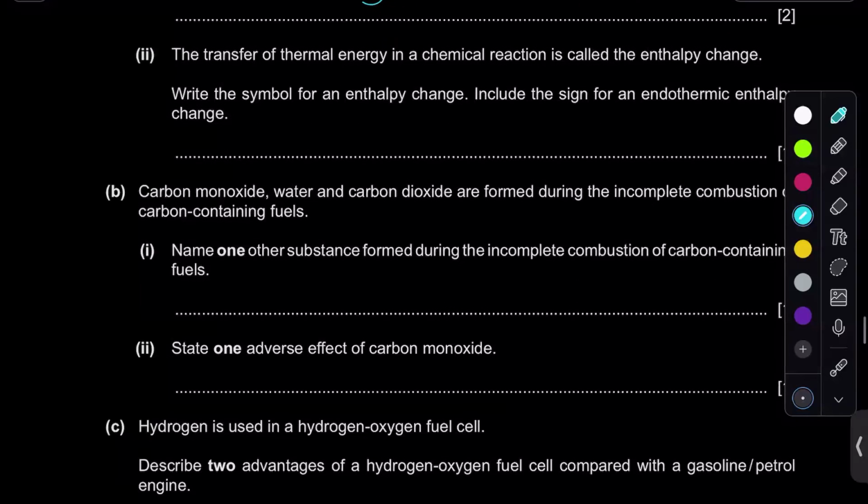The transfer of thermal energy in a chemical reaction is called enthalpy change. Write down the symbol for enthalpy change. That's delta H. And include the sign for endothermic, so that's positive.